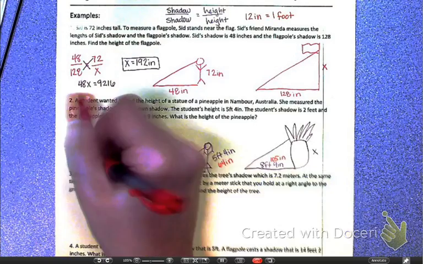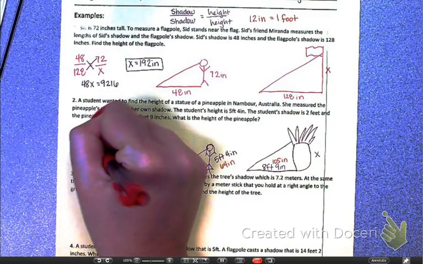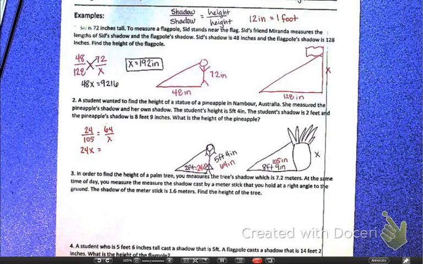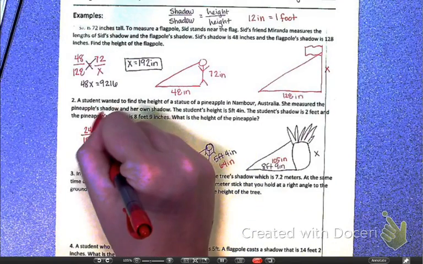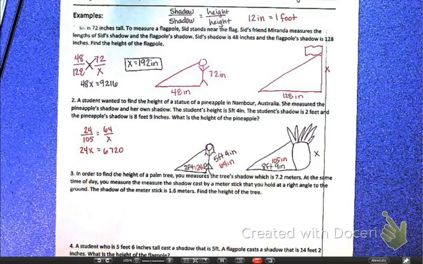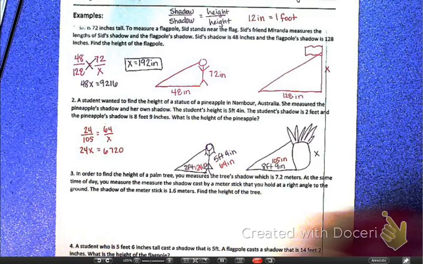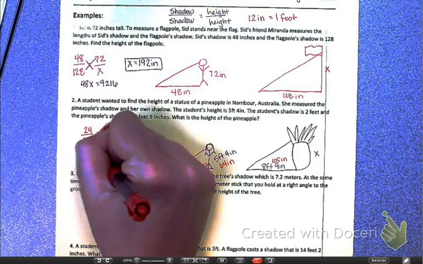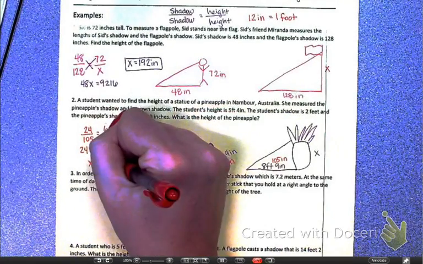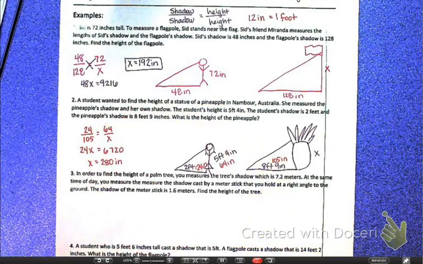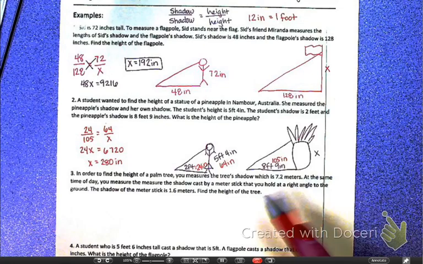Okay, so cross multiply, 24x equals 6,720. X equals 280 what? Inches. Okay, now I'm going to make you do one more step. Everyone okay with 280 inches? I want to convert back to feet and inches, since that's what I started in.